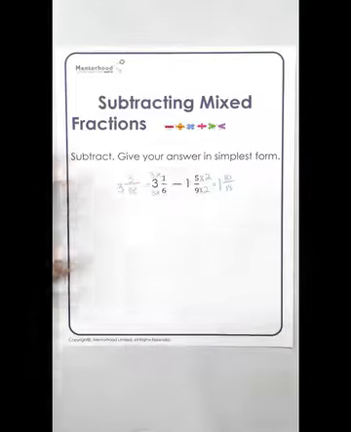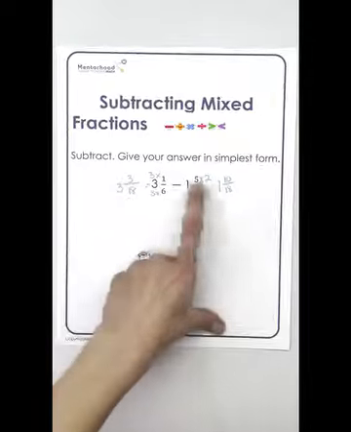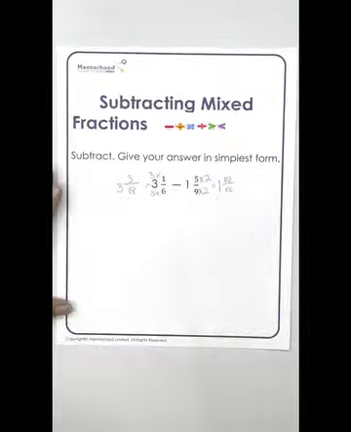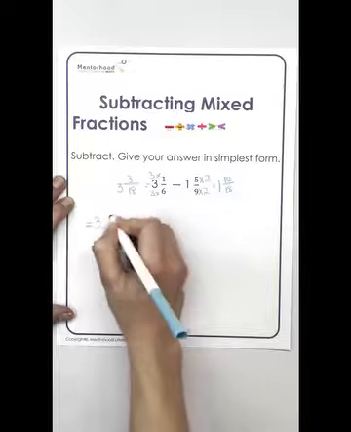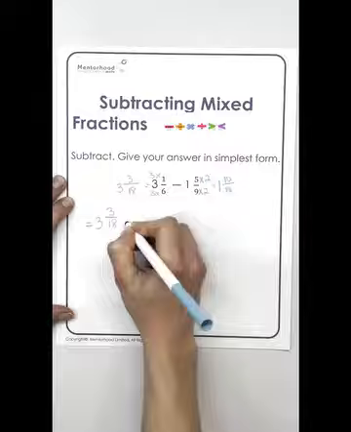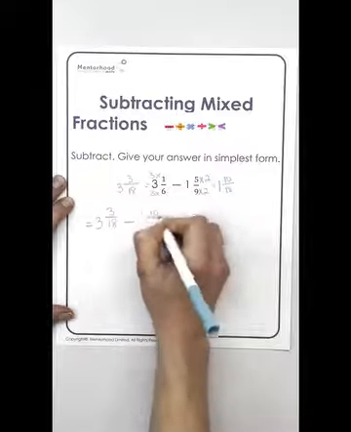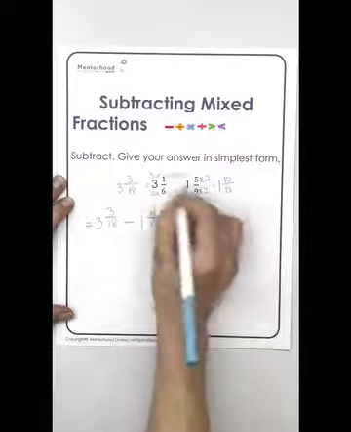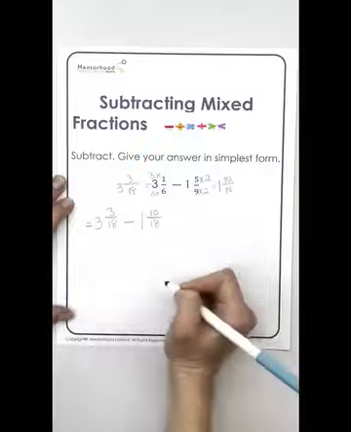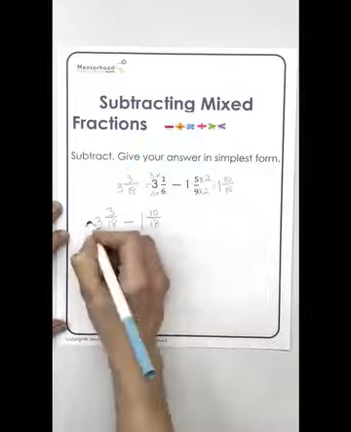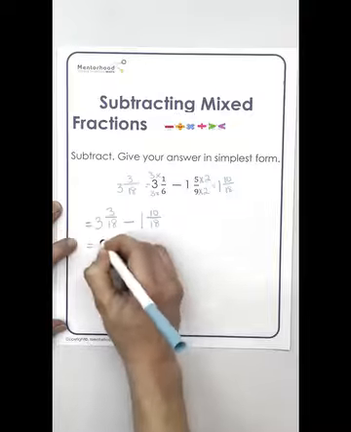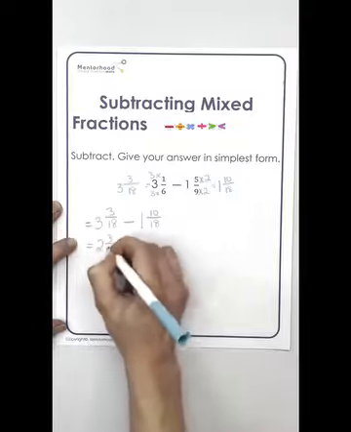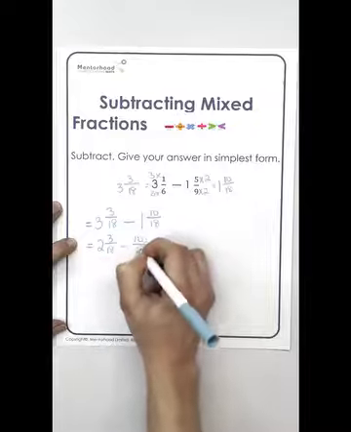Okay, so now I have a new question: 3 and 3/18 minus 1 and 10/18. So let's rewrite that with an equal sign here: 3 and 3/18 minus 1 and 10/18. Now my original statement has been rephrased as a new statement. So let's subtract. Let's just subtract our wholes first. 3 minus 1 is going to be 2. So now I have 2 and 3/18 minus 10/18.